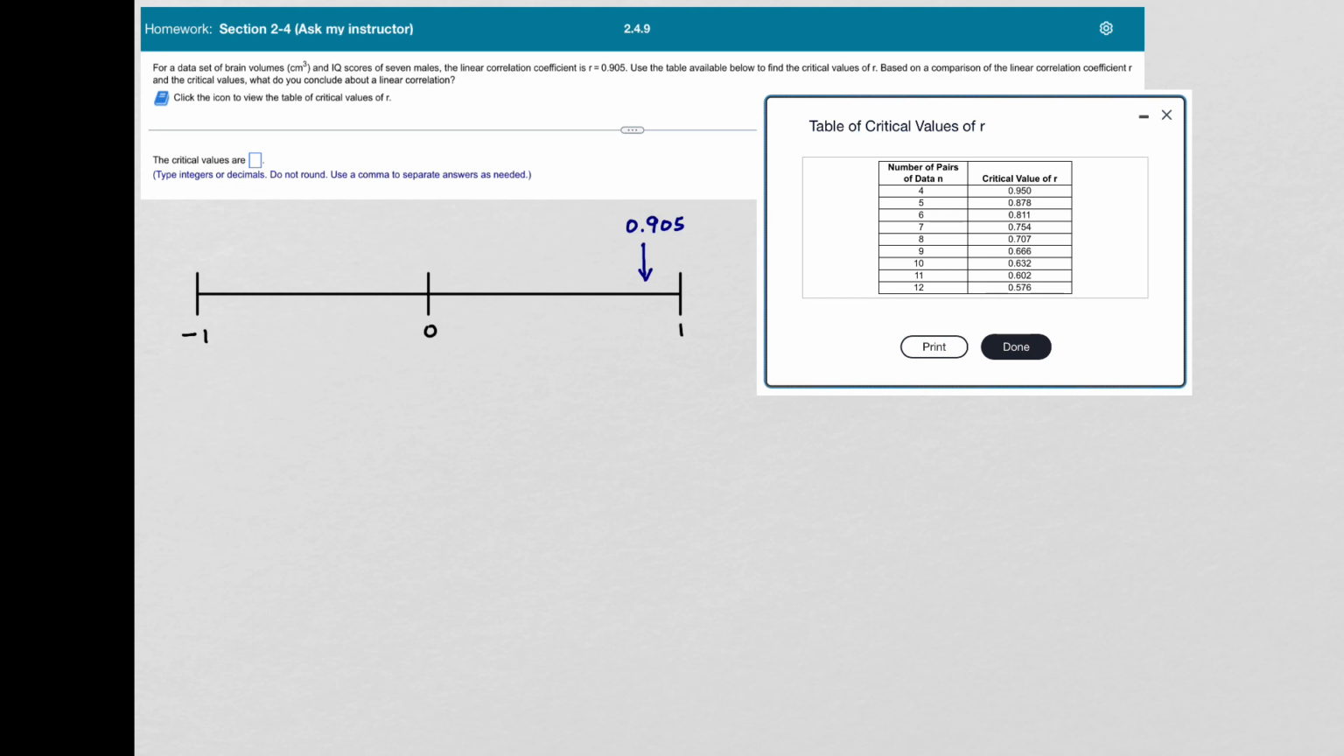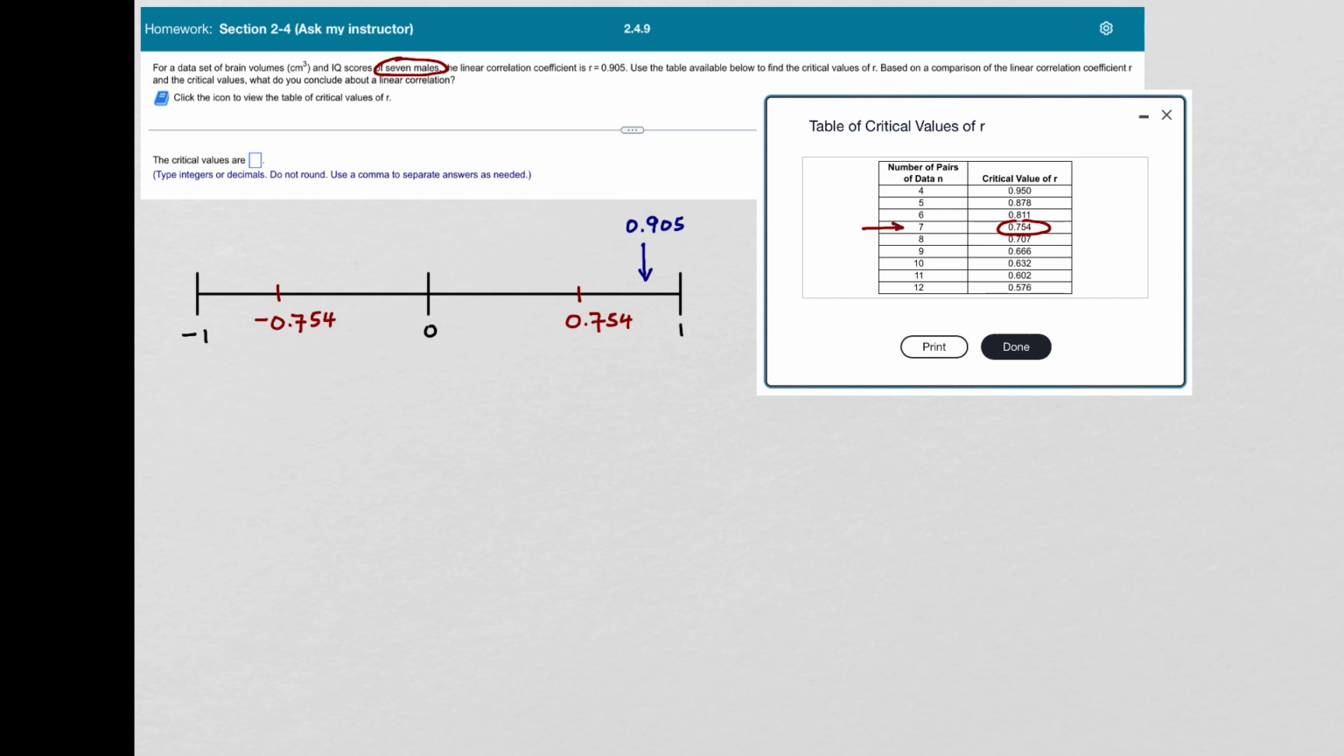But what I have to do is look at what the critical value of R is in this particular case. Since there are 7 males, that means that there are 7 pairs of values, and that means that our critical value is 0.754. So I'm going to mark that here. And if we were interested in the negative side, we would mark a negative 0.754.